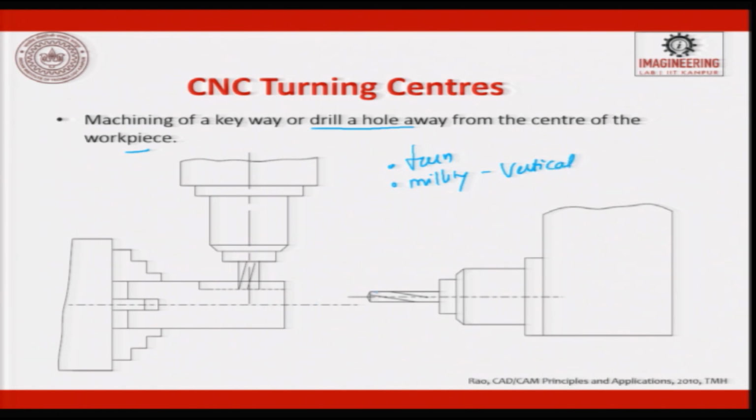And the other thing is, if you want to drill a hole, we will take it out from the lathe machine and take it to another machine. If you want to drill off the axis, this is possible. So, this is an offset if you want to do it. So, you can drill holes or you can do keyway slots.